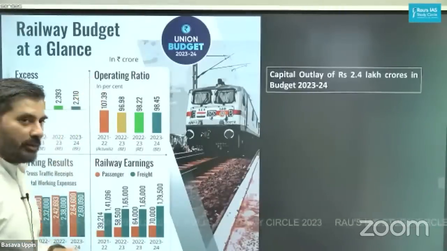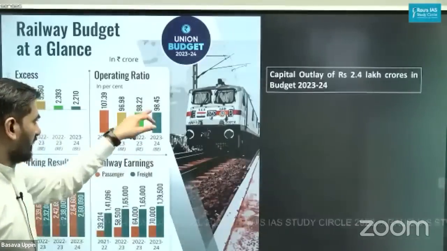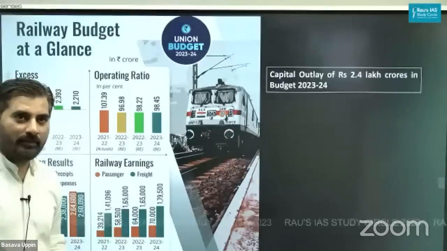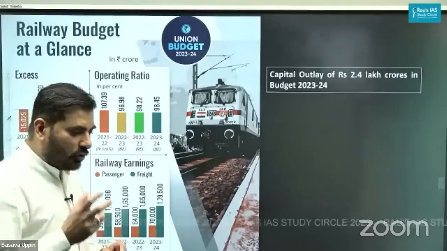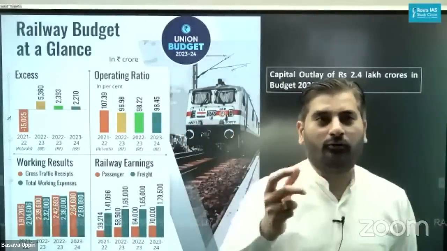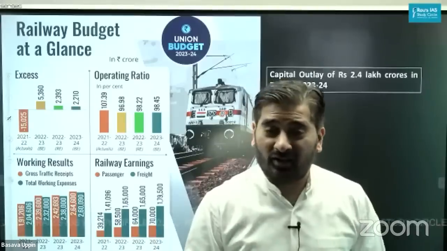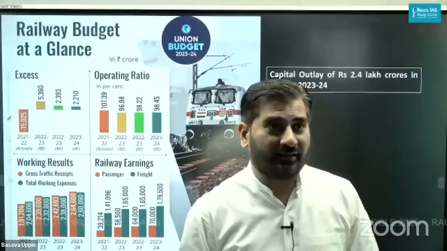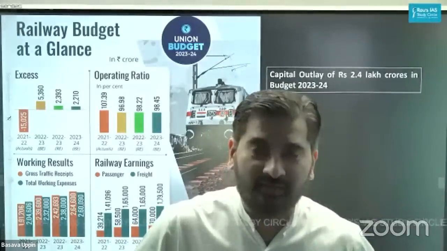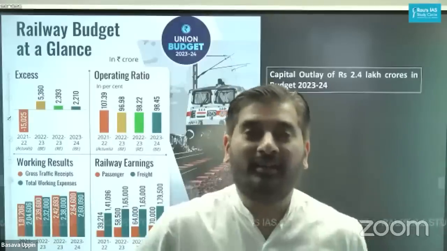Particularly if you look at this concept of operating ratio, in 23-24 it is expected to be like 98.45%. What does it mean? This basically means that to earn 100 rupees, we are spending 98.45 rupees. So when we are spending so much money, obviously our net profit will also be very less. And it is being said that since Indian Railways is earning less profit, it has less money to upgrade the railway infrastructure.